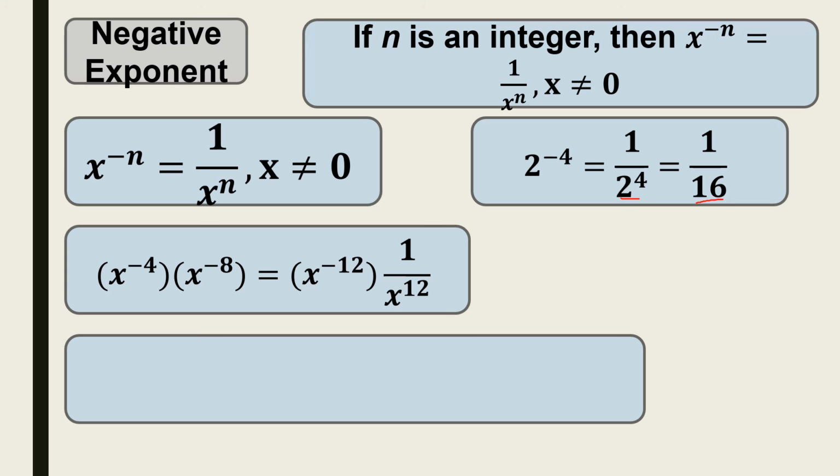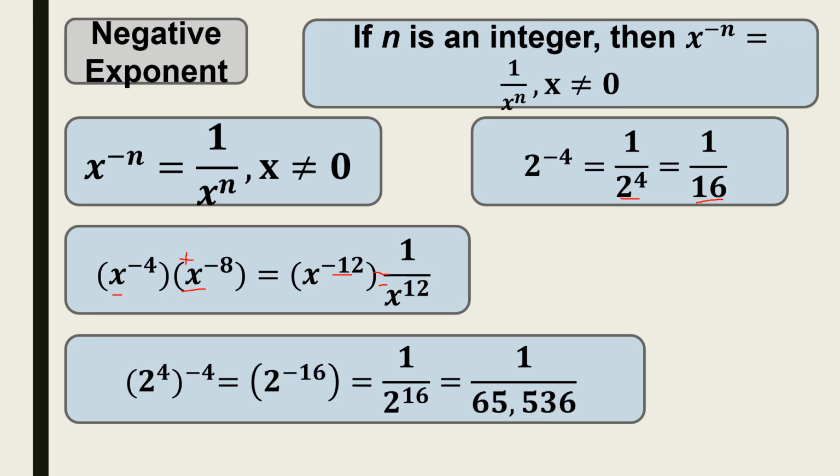Another thing, as you may see here, negative 4 and negative 8, because they have the same bases, then you need to add only negative 4 plus negative 8 equals negative 12. As you may see, they have a negative exponent, so therefore you need to have a fraction. And lastly, this one, 4 times negative 4 equals negative 16. So 1 over 2 raised to 16. So 1 over 65,536. So there is the simplified form. Don't forget always to simplify the exponent.